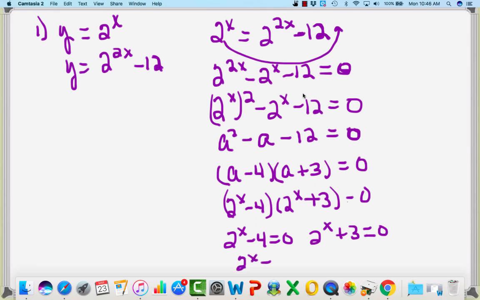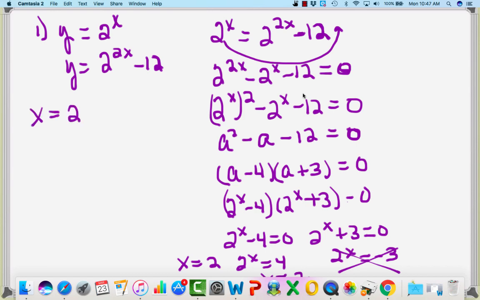Well, this is 2 to the x equals 4, and I want to know, what power can I raise 2 to get 4? Well, it's pretty obvious that that's going to be 2. But then if I solve here, I get 2 to the x equals negative 3. So what can I raise 2 to get me a negative 3? Well, first of all, I can realize that a positive number to any power is never going to give me a negative, so that part will have no solutions. So we just have that x equals 2.